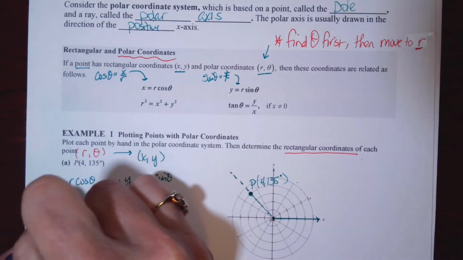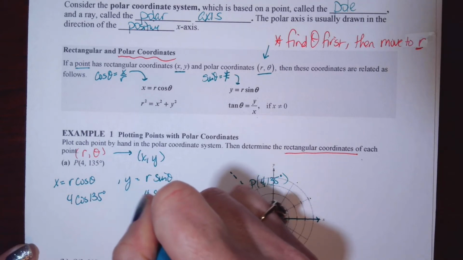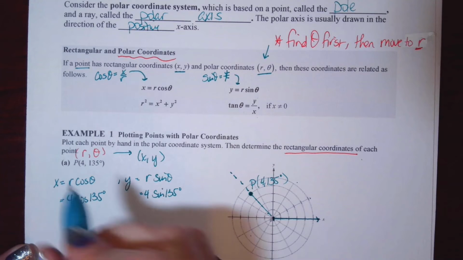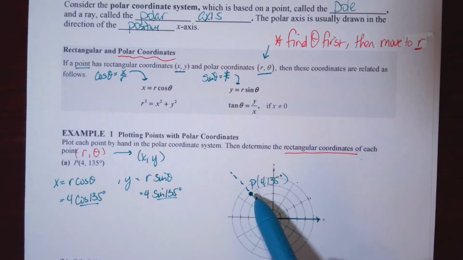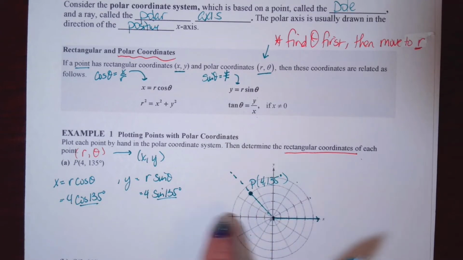R is 4. I need the cosine of 135 degrees and the sine of 135 degrees. And we know these values. This special angle on our unit circle is my 45-degree reference angle, so it's square root 2 over 2 in quadrant 2, so my x is negative.